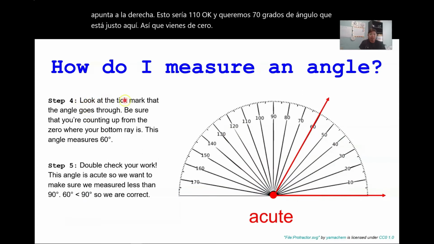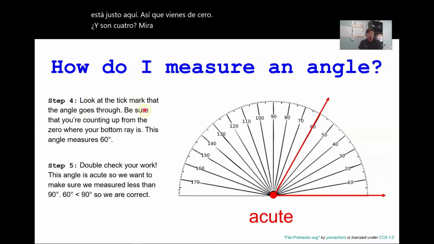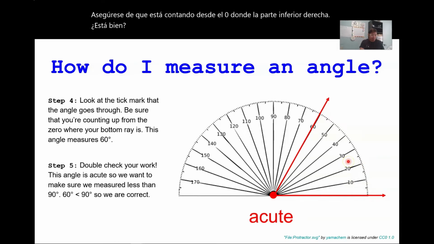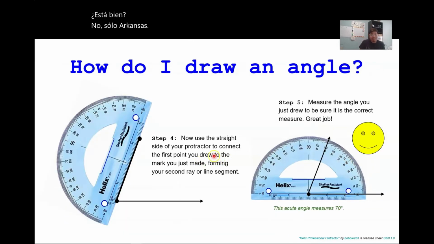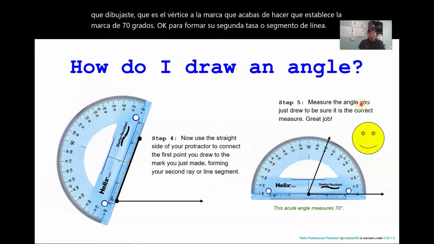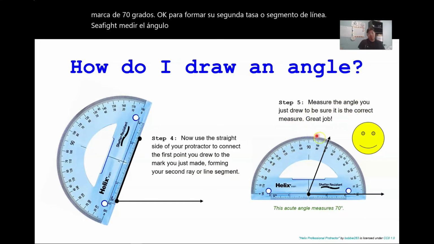And in step 4, look at the tick marks that the angle goes through. Be sure that you're counting up from the 0 where the bottom ray is at. Okay, here we go. Step 4, now use the straight side of the protractor to connect the first point you drew, which is the vertex, to the mark you just made, which is at the 70-degree mark, to form your second ray or line segment. Step 5, measure the angle you just drew to make sure it is the correct measure. And that's it. Great job.